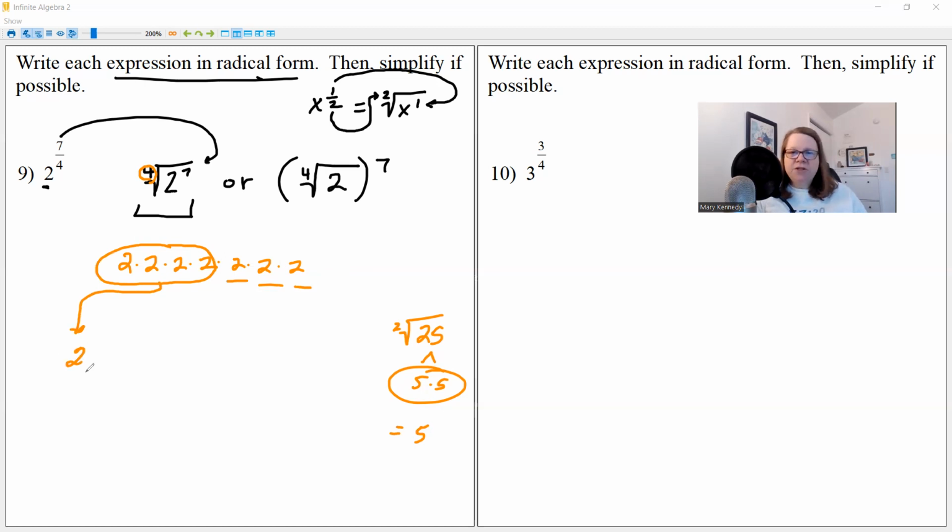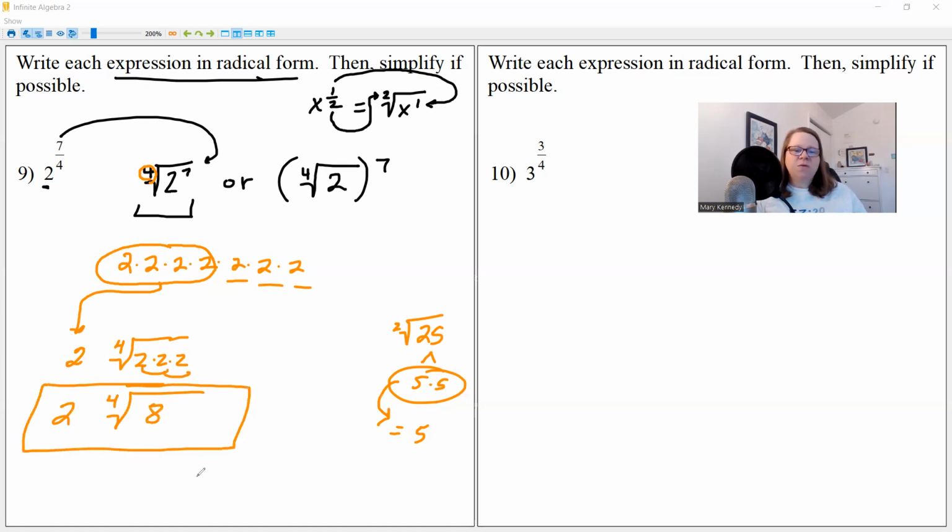So that group goes out in front as 1, 2 that comes out, just like there was 1, 5 that came out of our circle there. And we still have the 4th root of what's left: 2 times 2 times 2. We can simplify that. What is 2 times 2 times 2? That's 4 times 2, which is 8. So 2 times the 4th root of 8 would be the simplified version of 2 to the 7/4. See if you can use that to help you do 3 to the 3/4 power.